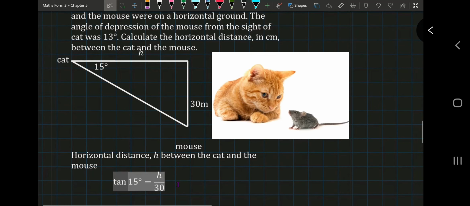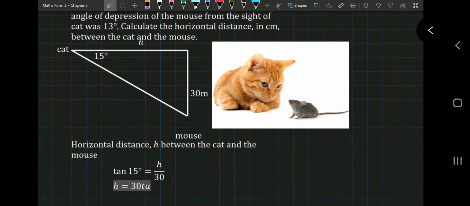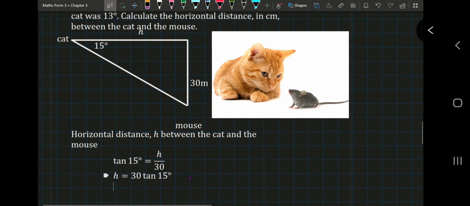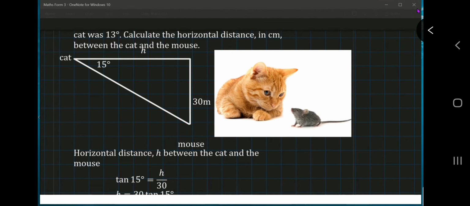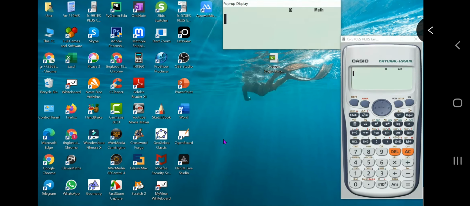Okay? So what are we going to do? We find the horizontal distance between the mouse and the cat is 30 tangent 15 degrees. Okay, so don't forget, you are going to use a formula, use a calculator. Okay, now we are going to use the calculator.